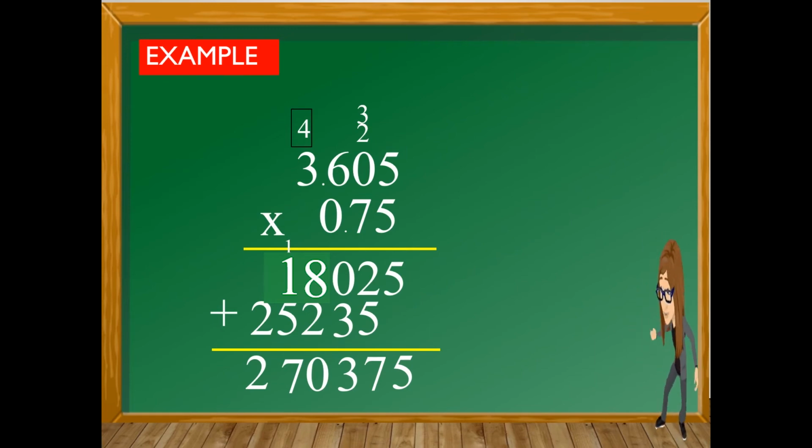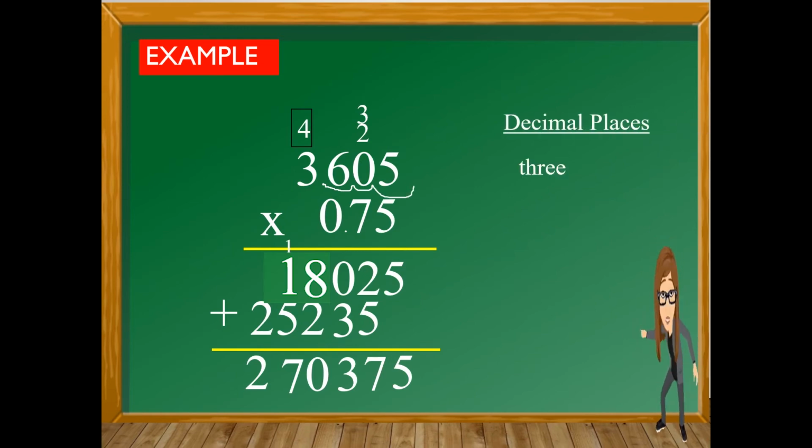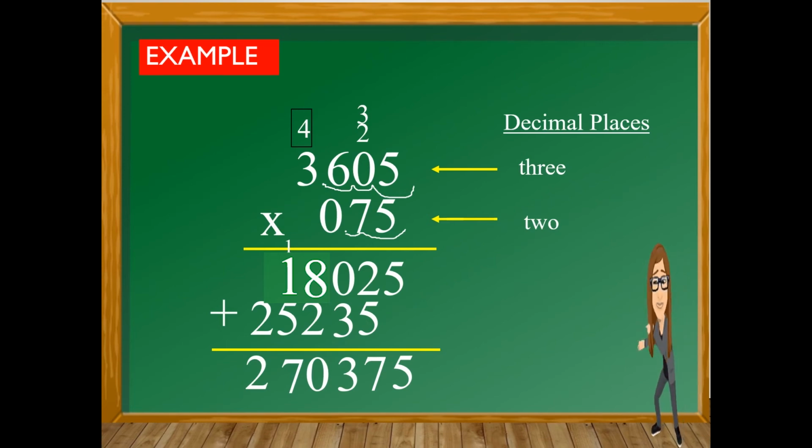How many decimal places do we have here? So let us count 1, 2, and 3. Yes, correct. This one, let us count 1 and 2. So the decimal places are 3 and 2. So 3 plus 2 is 5. So we're going to count 5 from our answer. So from here, let us count 1, 2, 3, 4, 5.